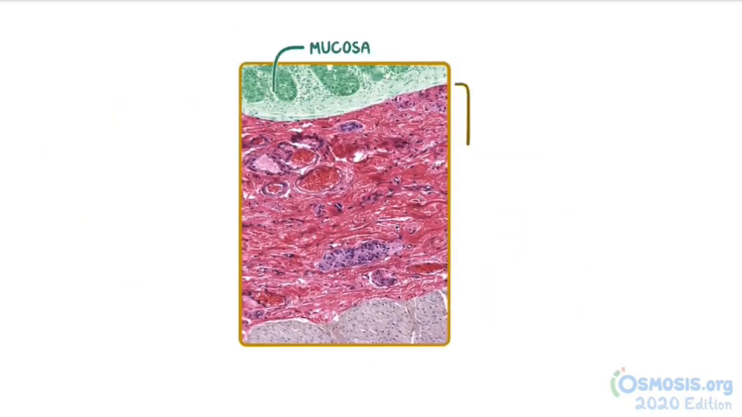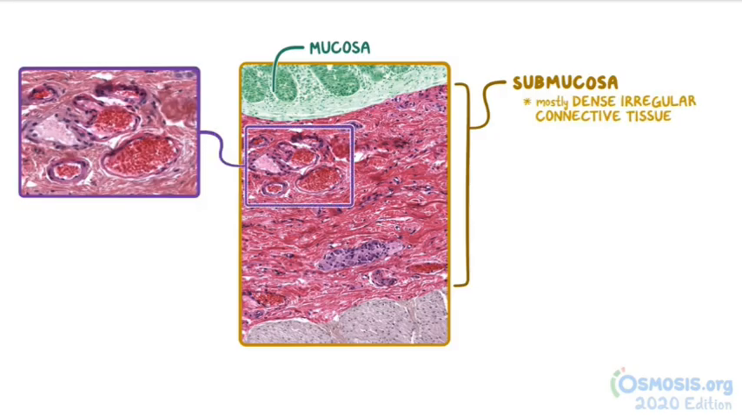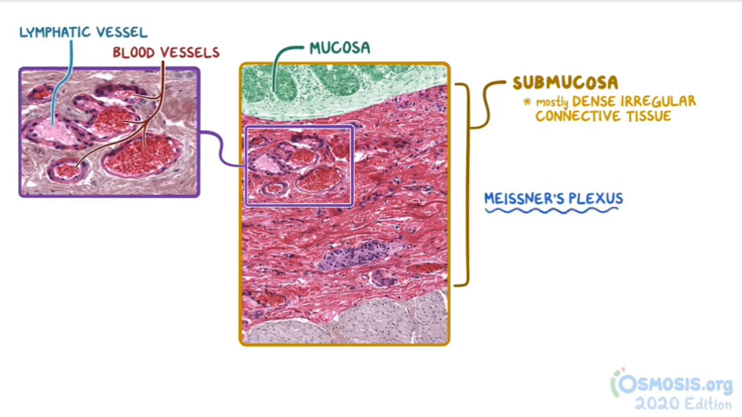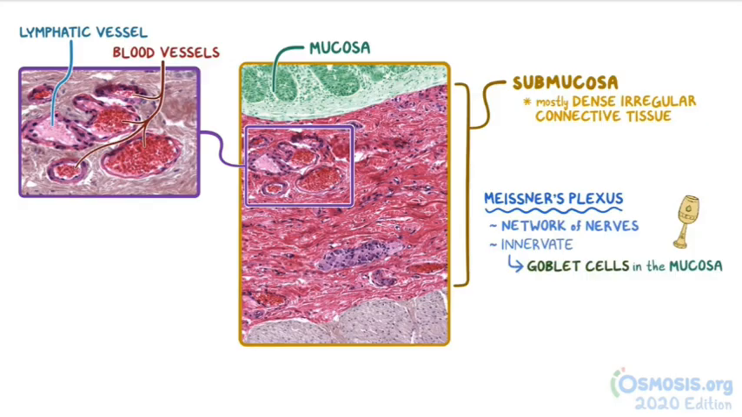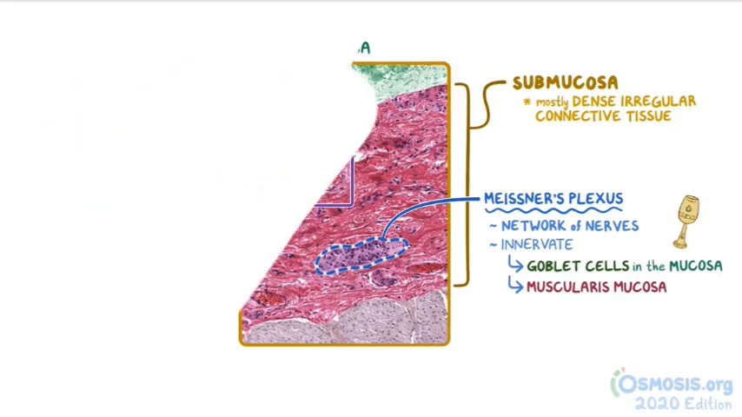Beneath the mucosa is the next major layer of the colon, the submucosa. This layer consists mostly of dense, irregular connective tissue, but also contains blood vessels, lymphatic vessels, and the submucosal or Meissner's plexus. Meissner's plexus is a network of nerves that innervate the goblet cells in the mucosa as well as the smooth muscle of the muscularis mucosa. In this image, there's a relatively large cross-section of a bundle of nerve cells that are part of Meissner's plexus. We can also see a number of large blood vessels and a lymphatic vessel in the upper left of this image.